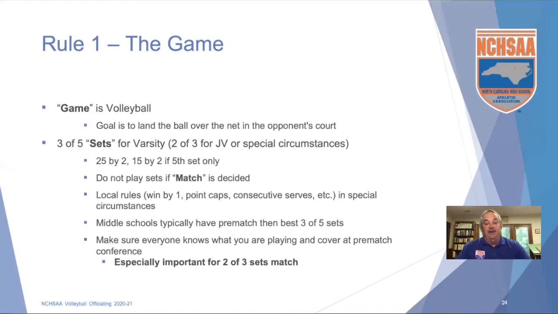Last year I went to a couple of matches where it was unclear that the coaches and the referees knew what the third set was being played to. Was it 15 or 25? And was it win by 1 or win by 2? Make sure you know, and make sure that everyone knows at your pregame conference.